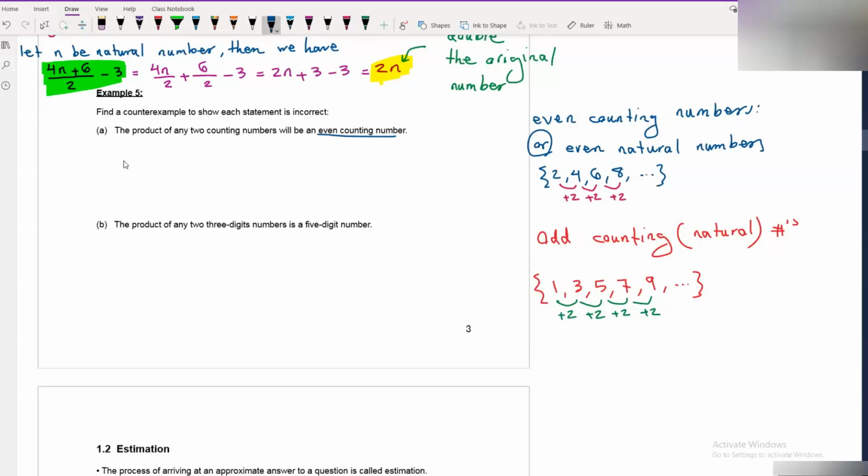So we have to multiply the product of any two counting numbers. It's not even or odd. In this case, we have any natural number. I'm using, for example, 1 times 3. That is 3. This one is odd. It's not even. Another one, I have 3 times 5, 15. Here again, this is not even, it's odd.